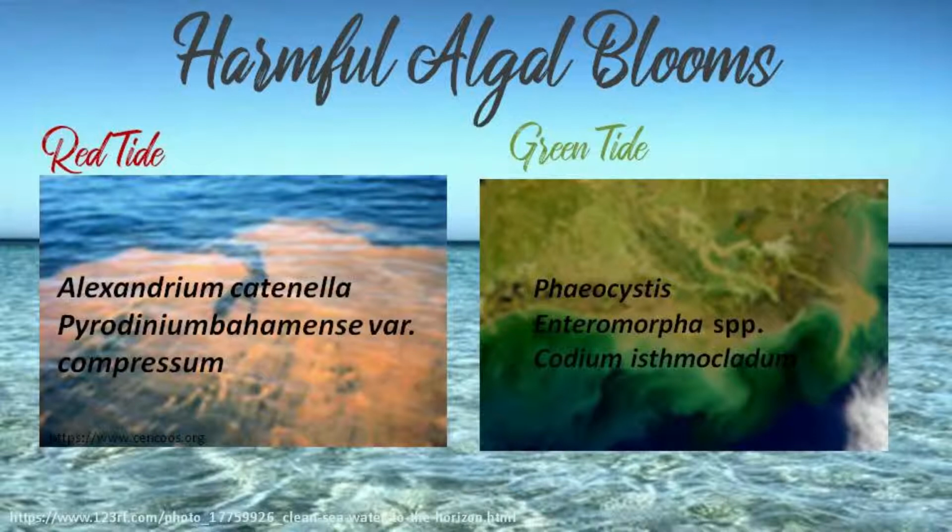For red tide, the dinoflagellate species have peridinin pigment which is reddish in color. Alexandrium catenella and Pyrodinium bahamense are some of the red tide causing species. On the other hand, microalgae such as Codium ismocladum and Enteromorpha cause green tide.